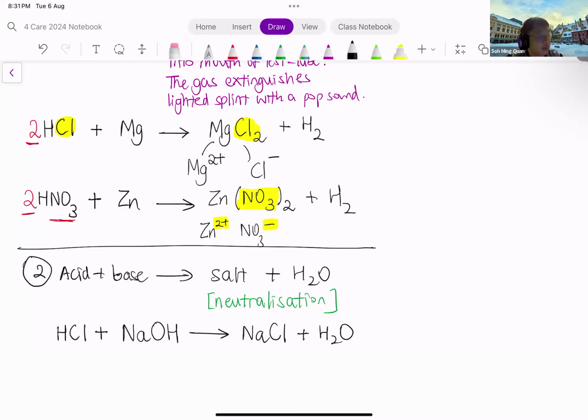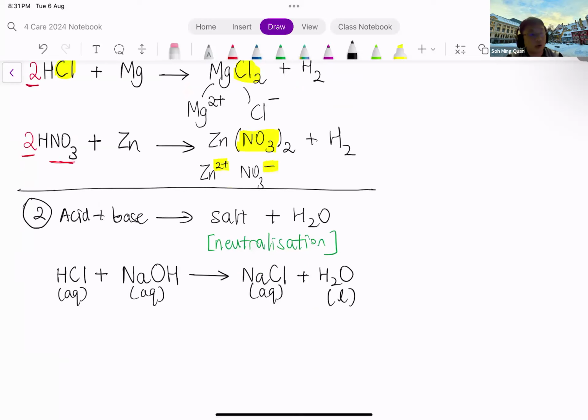Then you can add in the state symbols if you want. These are aqueous substances. They're all aqueous, except for water. Water is a liquid, it's an L. Okay? So this is a very common neutralization. Hydrochloric acid plus sodium hydroxide. Acid plus base. Now, this is the chemical equation for it.